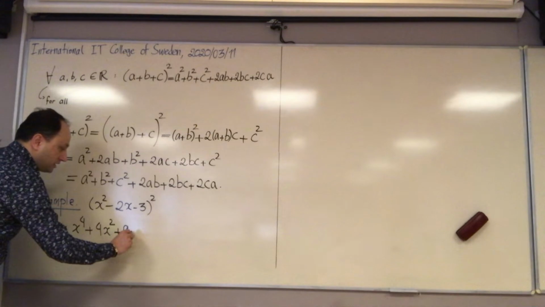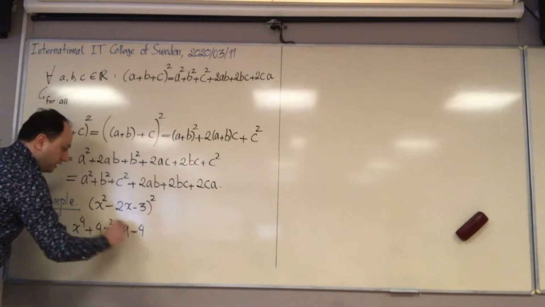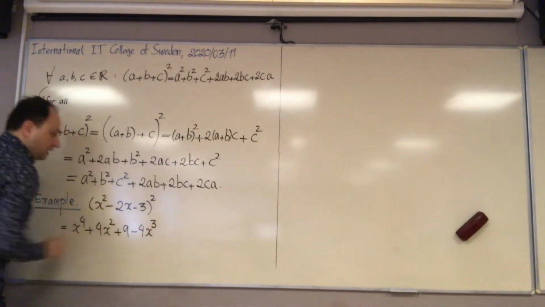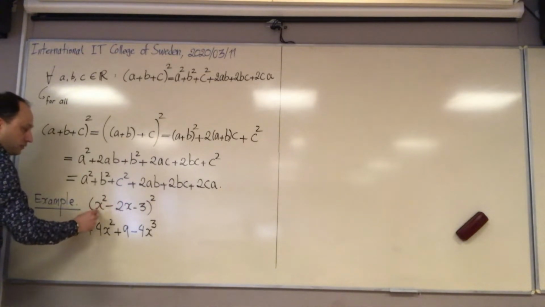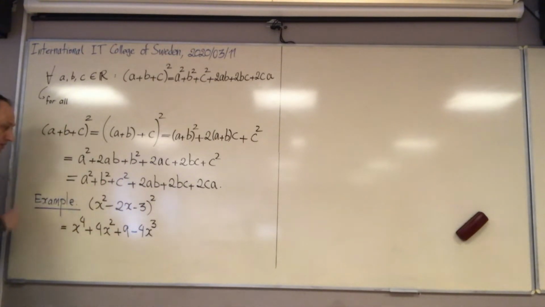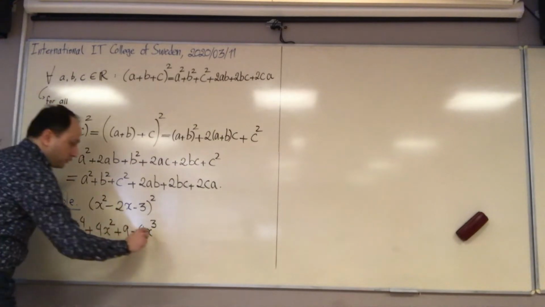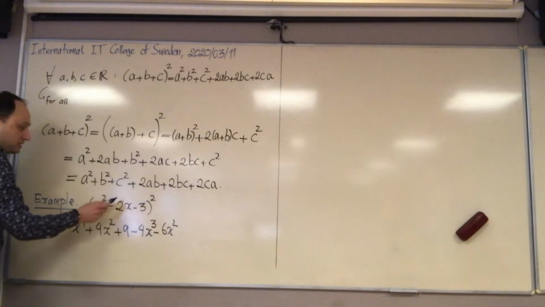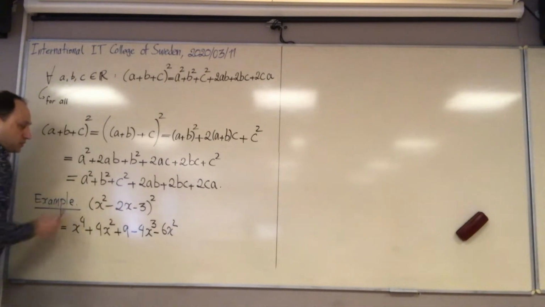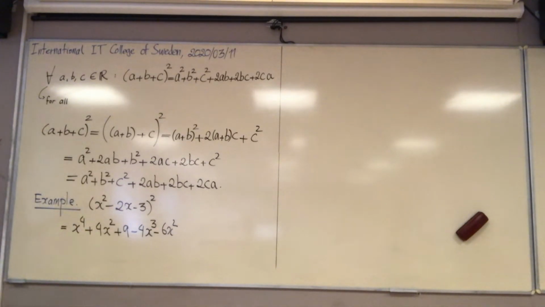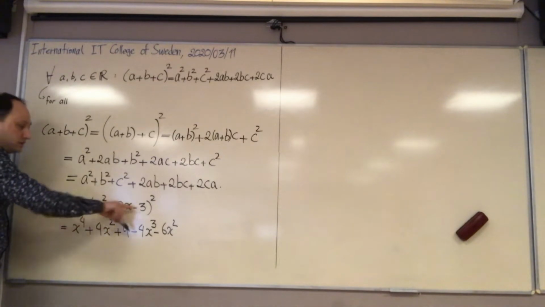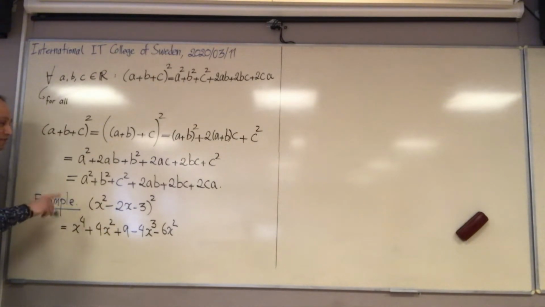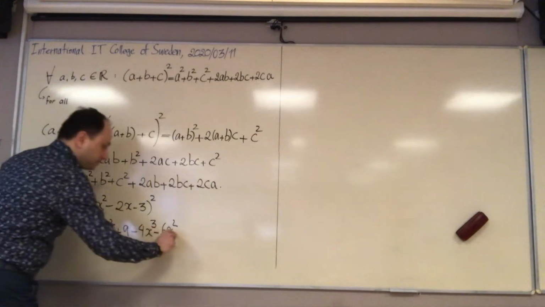What is the coefficient? It's minus 4x cubed, yes? And then I have 2 times the first one times the last one. Again, positive or negative? Negative. So it becomes negative 6x squared. And then I have 2 times the middle one times the last one. Positive or negative? Positive. This time positive, because both of them are negative, yes? So 2 times the first one is negative 4x, but when I multiply it by the last one, it becomes positive 12x.